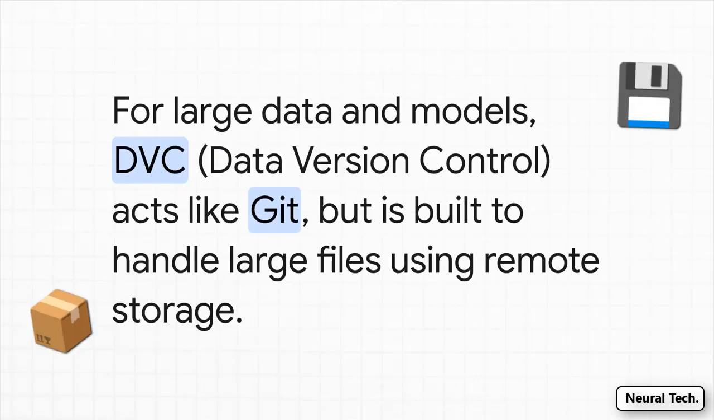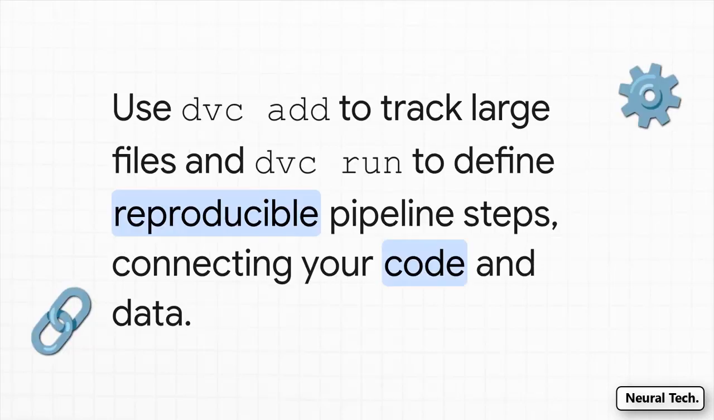Okay, so logging parameters is great, but that's only half the story, right? What about the actual data the model was trained on, or that massive model file it produced? That's exactly where our second library, DVC, or Data Version Control, comes into play. Think of it as a companion to Git, specifically designed to handle all the big stuff that Git just can't. And the beauty of it is the workflow feels just like Git, so it's super intuitive.